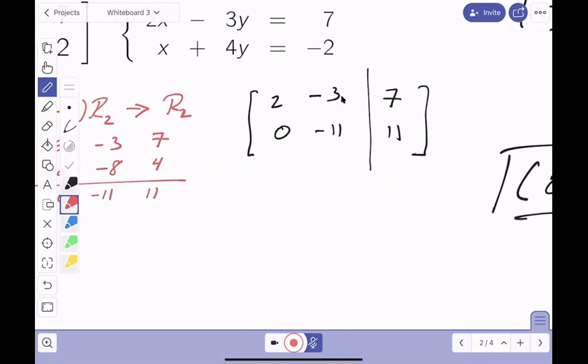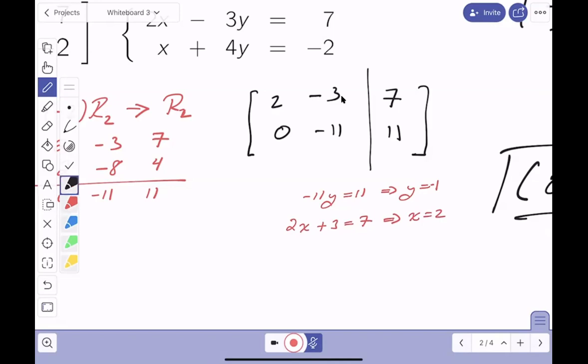I claim this guy's going to be really simple to read. I'm going to write down what I'm reading. All right, what I read is this: -11y is equal to 11. What does this say? It says y is equal to 1. I'm sorry, -1. Must be tired today. What does the first line say? 2x minus 3y. Well, if y is -1, minus 3y would be plus 3, is equal to 7. So what does this say? It says x is 2. Now, why am I saying that? 2 times 2 is 4, 4 plus 3 is 7.